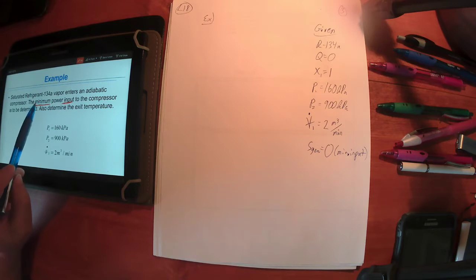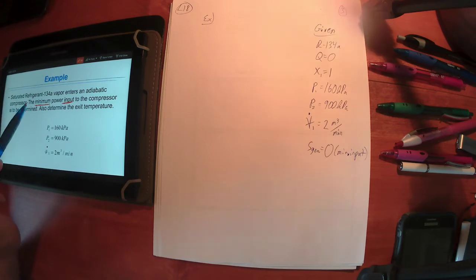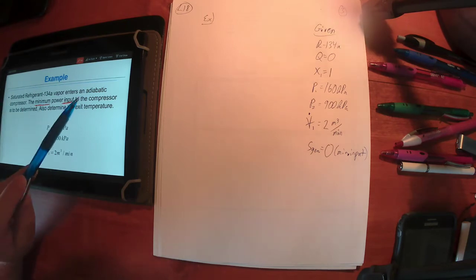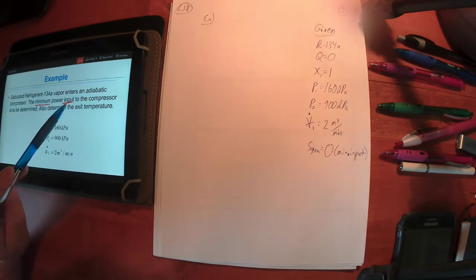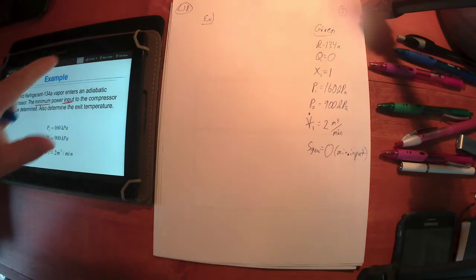I could change this to be maximum and say determine the maximum power input to the compressor. Well, the maximum power input would be one that's about to blow up, where we're dumping a whole bunch of energy into it and it doesn't have anywhere to go. Maximum doesn't work here, so don't get stuck on the words maximum and minimum. Think about the purpose of the device. In this case, a compressor consumes input. We don't want to put any more input into it than we have to, so the best possible compressor puts in the minimum input. Okay?